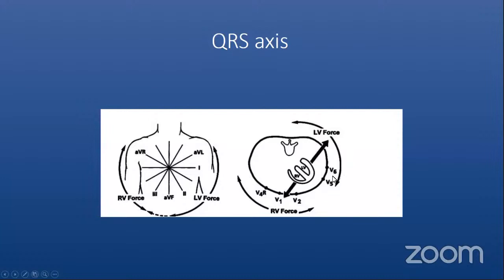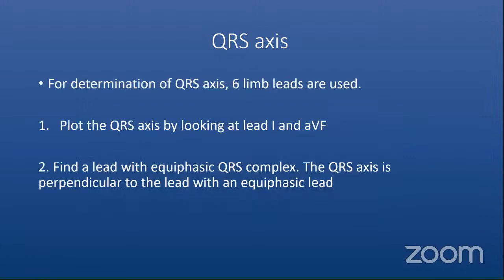So if you just have that concept, then it becomes easy to look at the QRS axis, as well as whether these are RV forces or LV forces, meaning left ventricular hypertrophy or right ventricular hypertrophy. So this is what I've mentioned before.